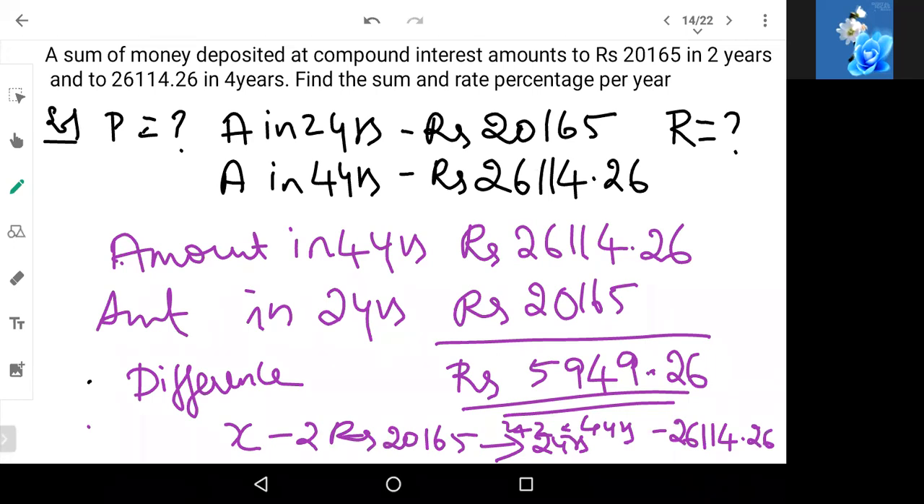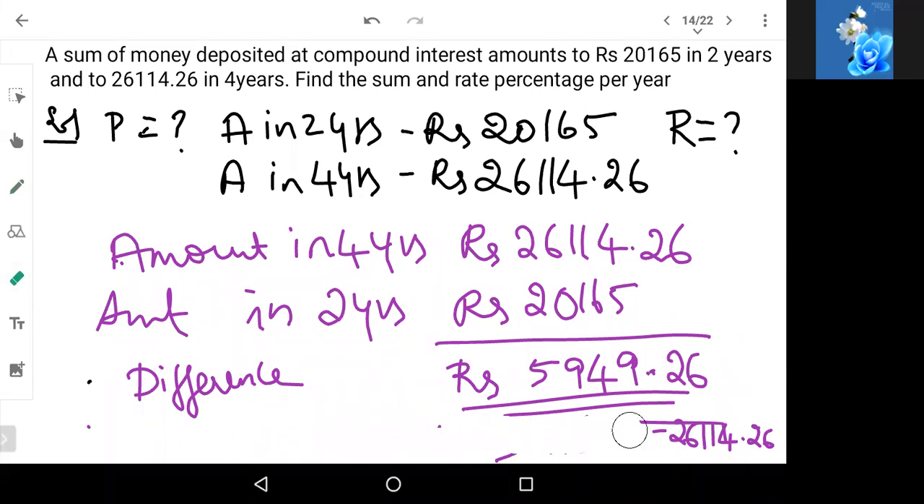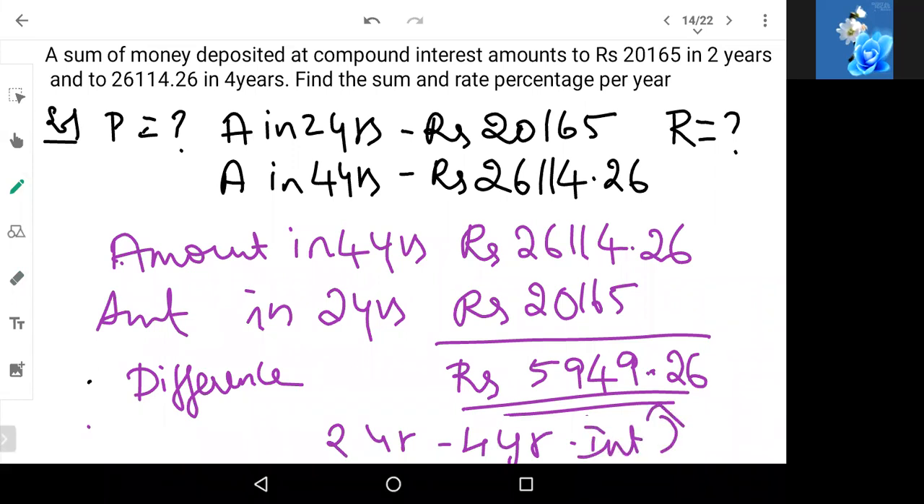Fine. So this 5,949 is the compound interest for these 2 years. This 2 years is from second year to fourth year. We have the difference, right? From second year to fourth year, we have a difference. So from second year to fourth year, the interest is 5,949. Did you all understand until here? Any doubts?